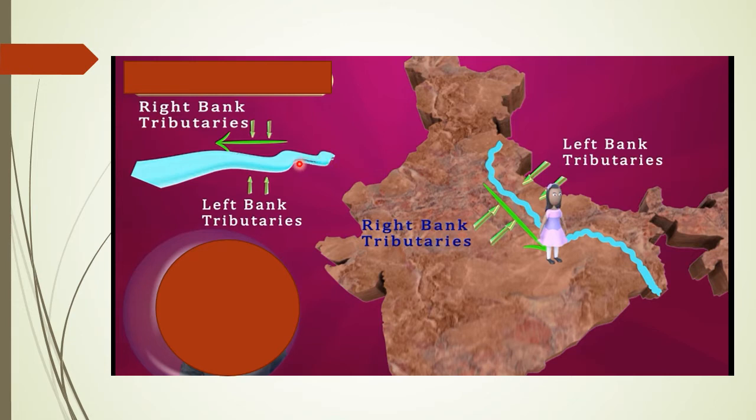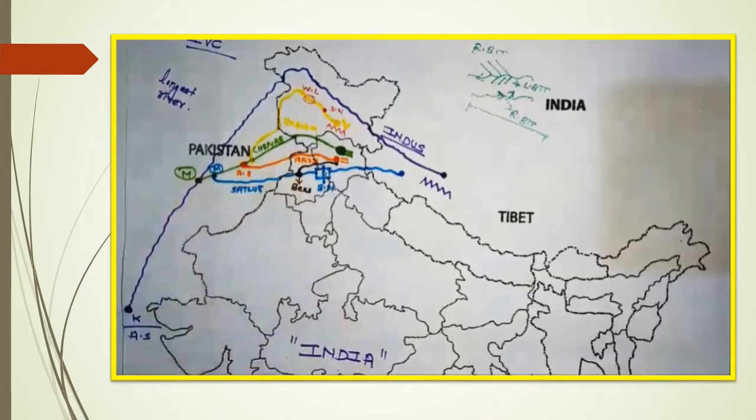See, for river Ganga, if you are standing here, the flow is this way, so our right hand is on the other side. This side is going to be the right bank tributaries and the other side is going to be the left bank tributaries. I hope I made myself clear on which are the right bank tributaries and left bank tributaries. It depends on the flow of the river water, the direction in which the river flows. So children, let us have a look at the left bank tributaries of river Indus. This is the direction of the flow of the river Indus.